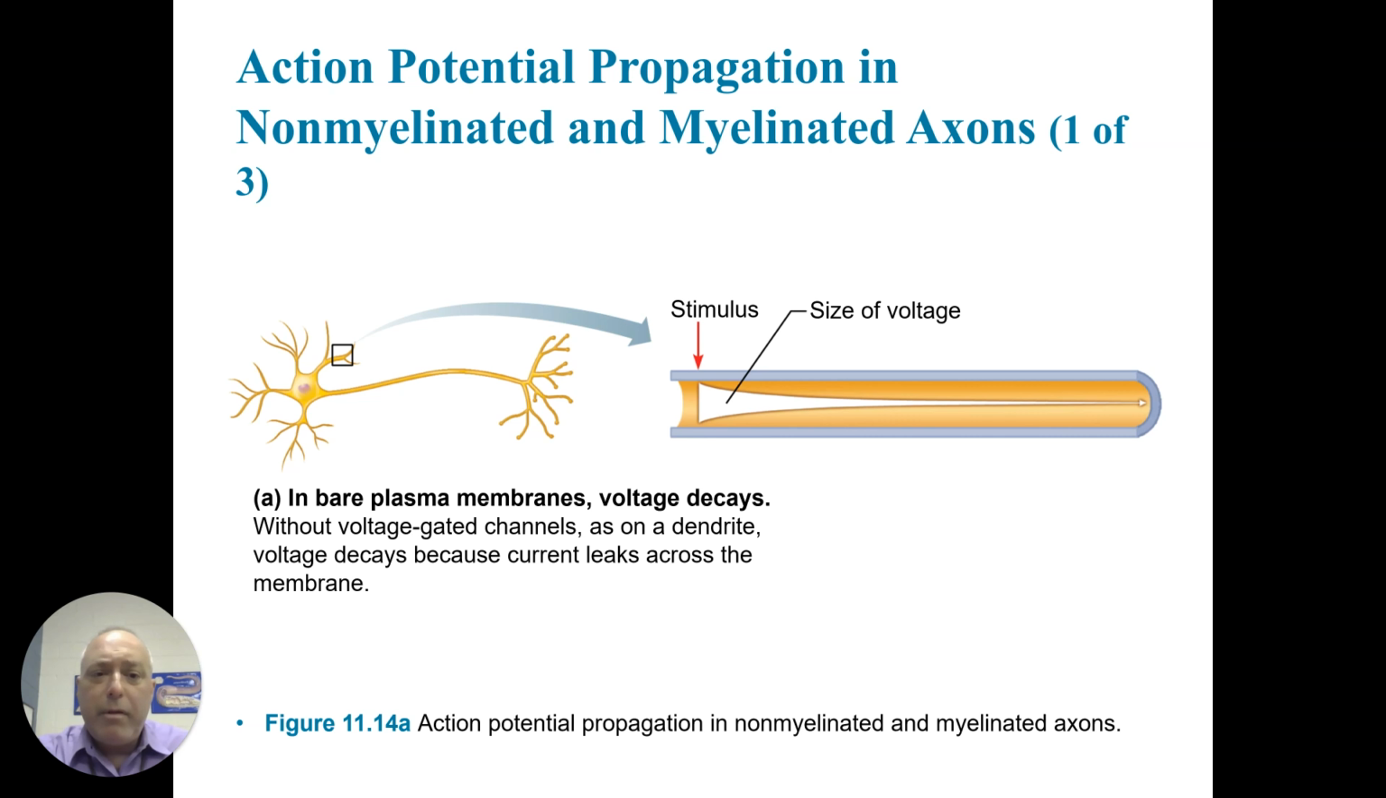Now, without the myelin, which we talked about with our supporting cells, the oligodendrocytes, which are going to myelinate the central nervous system neurons, and the Schwann cells, which are going to myelinate the peripheral nervous system neurons. The myelin promotes propagation of the action potential. If you have non-myelinated fibers, the voltage or the action potential is going to decay over time and distance.